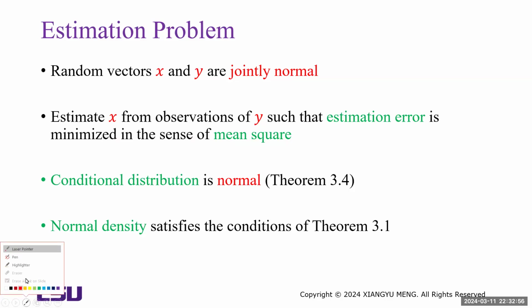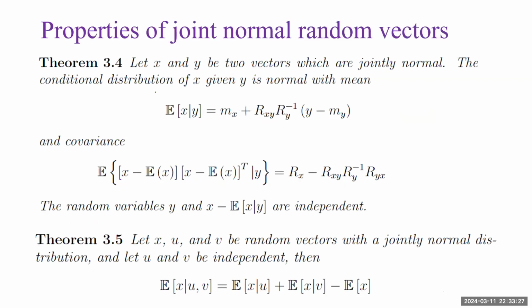So in this case, we know x and y are jointly Gaussian. Let's assume y is the observation. We want to estimate x based on the observation of y. Then based on the theorem 3.4, we know the conditional distribution is also normal. So the conditional distribution of x conditioned on y is normal. This is theorem 3.4.